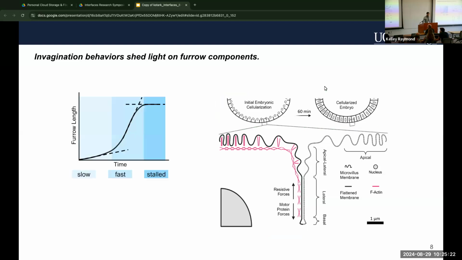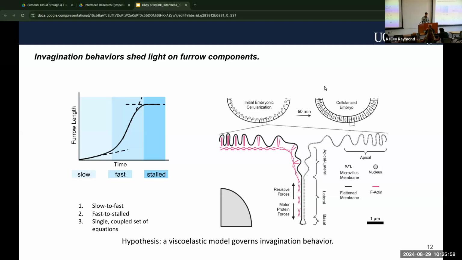We're going to use the velocity of this furrow invaginating to understand some of the underlying cellular mechanisms that are happening. I have a cartoon image shown to the left of the screen, and this is furrow length versus time. Our dashed lines are velocities, and we have a distinct slow, fast, and stalled region. We're going to try to use these sudden changes, slow to fast, fast to stalled, with a single coupled set of equations. We're going to use this to understand what's happening with our cytoskeleton and membrane. So we're going to hypothesize that a viscoelastic model governs invagination.